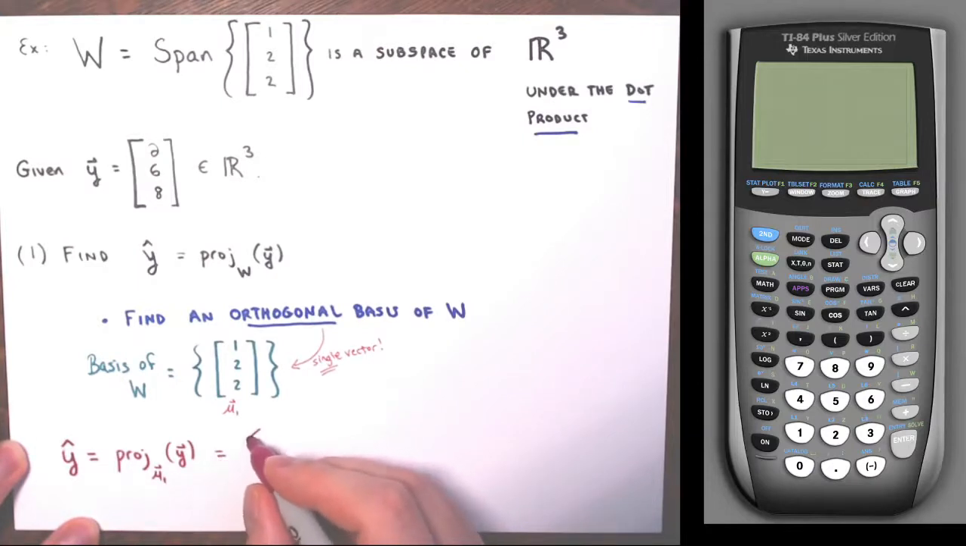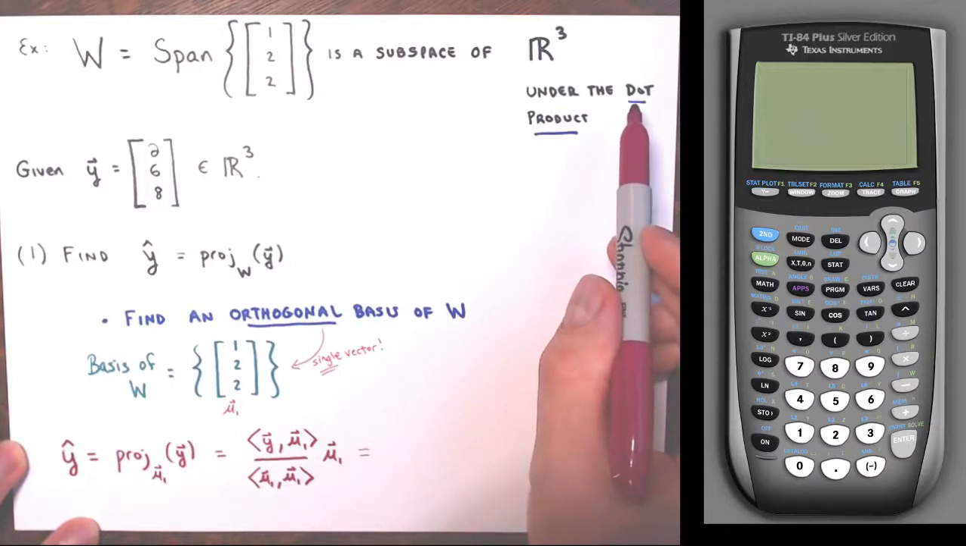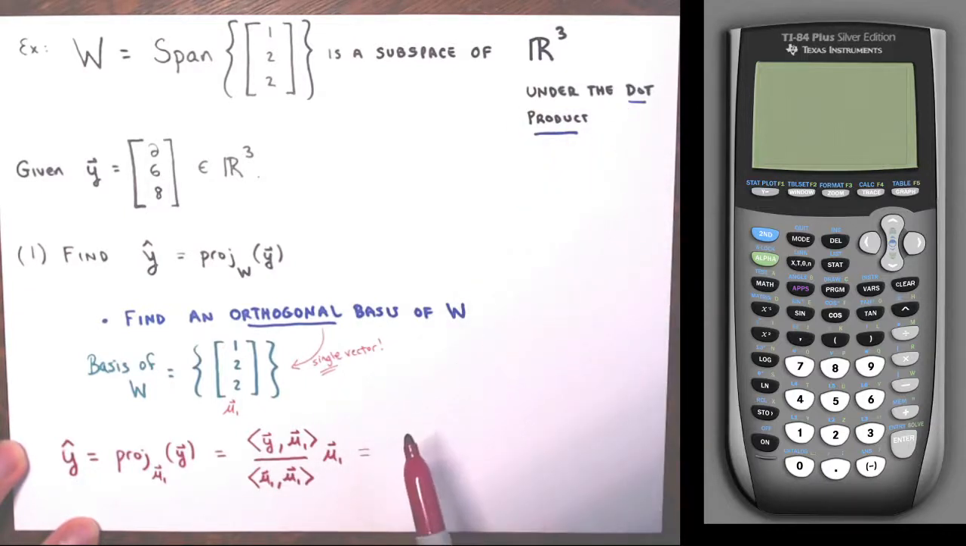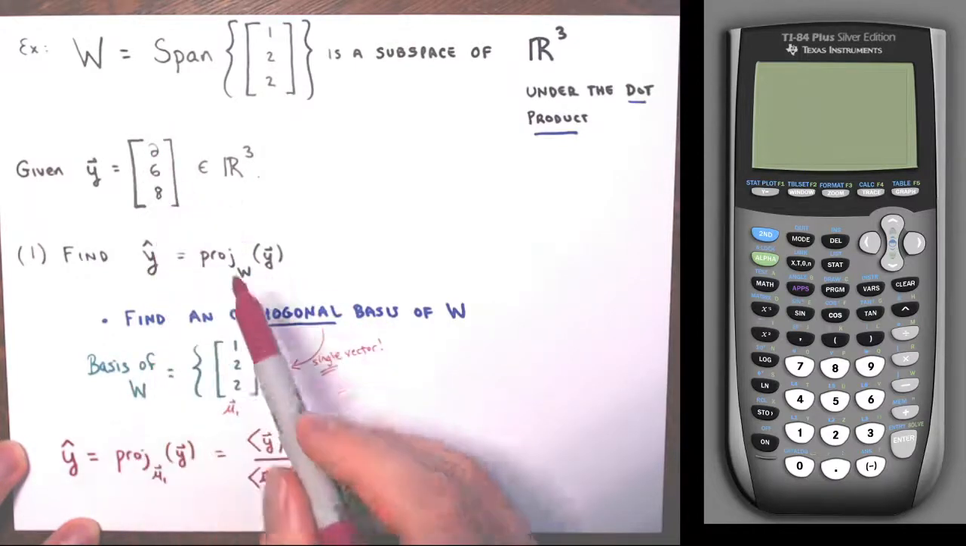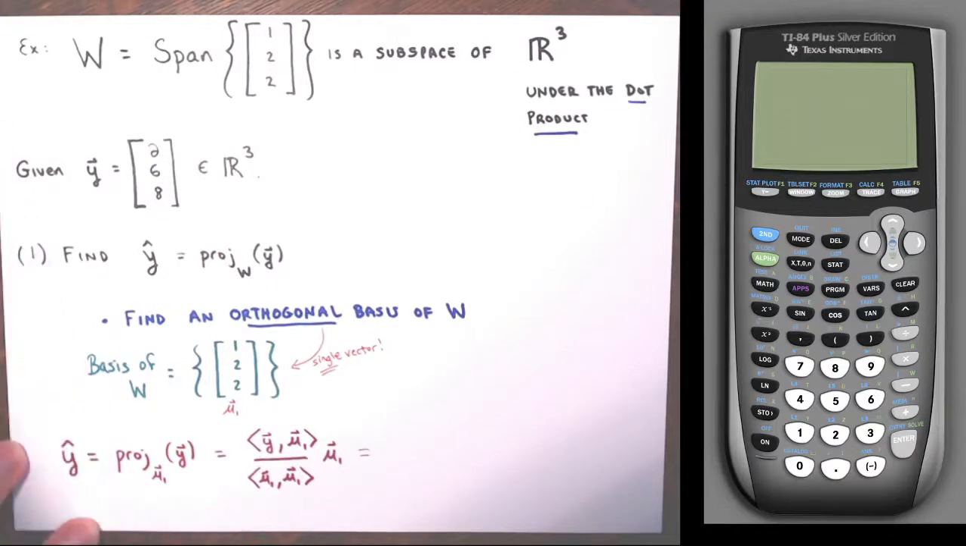So this is just the inner product of y with u1, divided by the inner product of u1 with u1, times u1. Here the inner product is again the dot product. Just pay attention to how the inner product is defined. The numerator of the scalar is the inner product of y with u1, so 2, 6, 8 with 1, 2, 2.